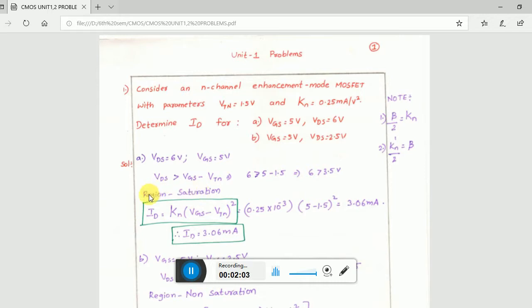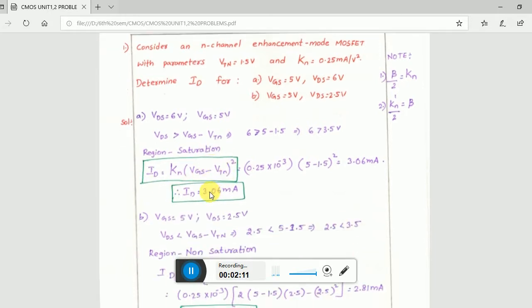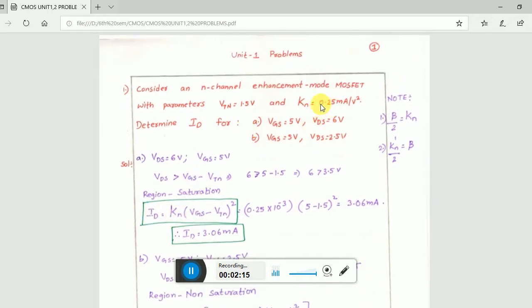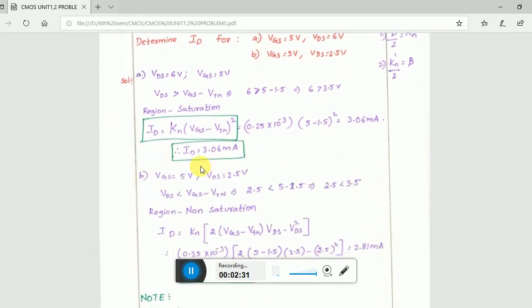So when it comes to saturation, just substitute in the formula ID equals Kn times VGS minus VTN whole square. As we know, Kn is given above as 0.25 milliampere per volt square. So substituting it, and VGS they have given 5 volts, 5 minus 1.5 whole square, then you'll get ID.